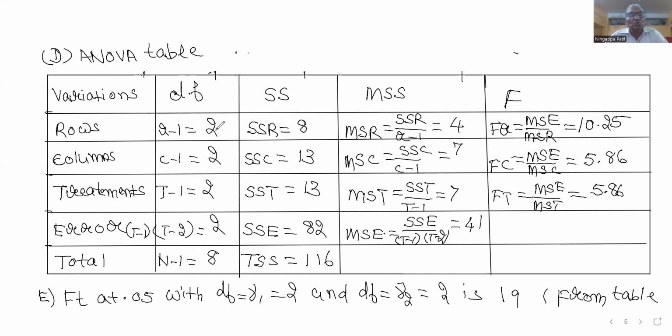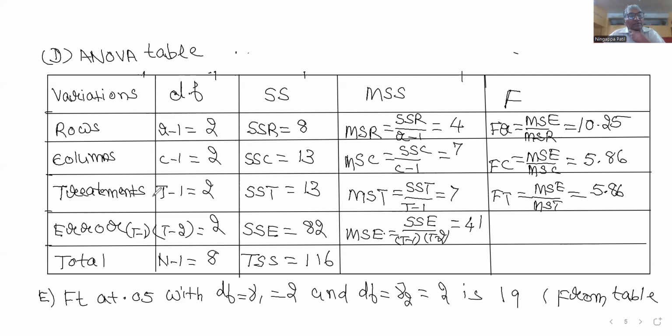3 minus 1, 2 is the degrees of freedom for rows. And for columns, C minus 1, and 3 columns are there, 3 minus 1, again 2. And treatments, T minus 1. The total treatments are 3, 3 minus 1, 2. And error is (R minus 1)(C minus 2).